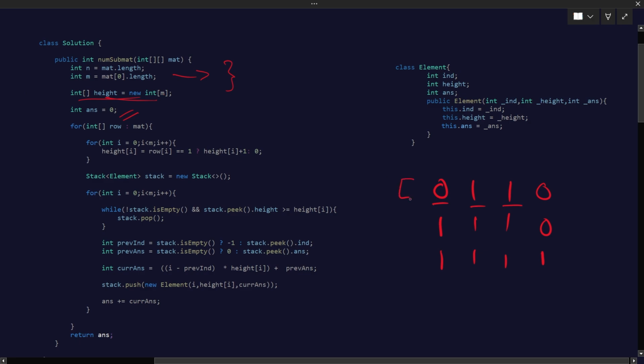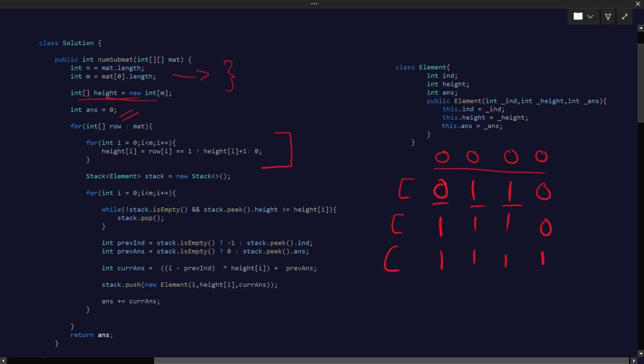We iterate over each of these rows, and while iterating we calculate the height of each row. For this we have height 0 initially for all these rows. Now for each row we will calculate the height, that is, we will increase it by 1 if our current cell has the element 1.